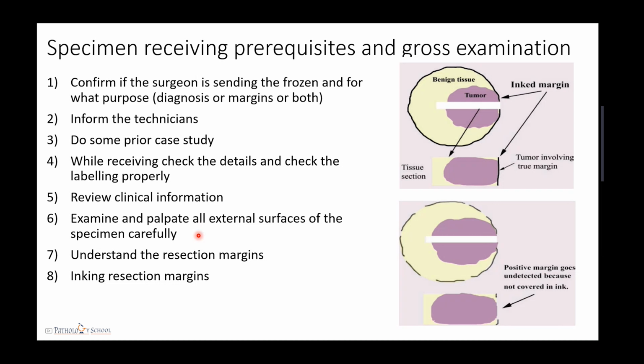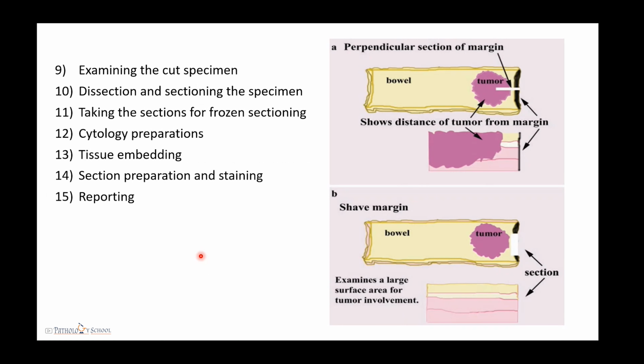Then next is inking the resection margins. Inking is very important. It will help in preventing misinterpretation. It will prevent false positive marking, labeling of the resection margins or like that. Then next is examining the cut specimen. We should properly examine the cut surface, and we should see from where we should take our section. Okay. Then next is taking the section for frozen section.